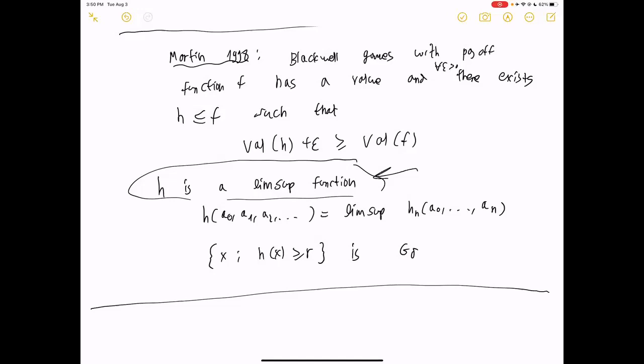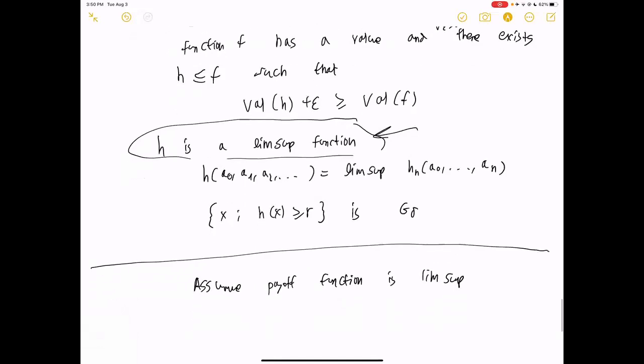But since I said it, let me just leave you with what I think is the simplest open question that remains here. Assume payoff functions are limsup, and monitoring is delay one, both players observing with delay one. Then I don't know if the game has a value, but I do know that if you prove it for payoff functions which are limsup, then you can use the same machinery that I just presented to you and prove it for arbitrary Borel functions.